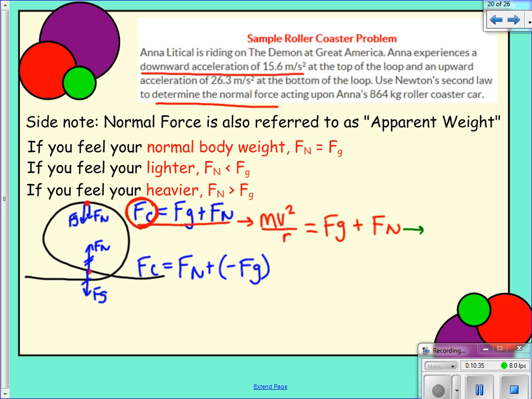All right, so the mass is the 864 kilogram roller coaster. Now, you could be sitting here saying, wait, I don't know what the velocity is or the radius is, but you don't need to know, because remember, what is velocity squared over r? It's acceleration, and we know that the acceleration is 15.6. So that's going to go here, times 15.6.